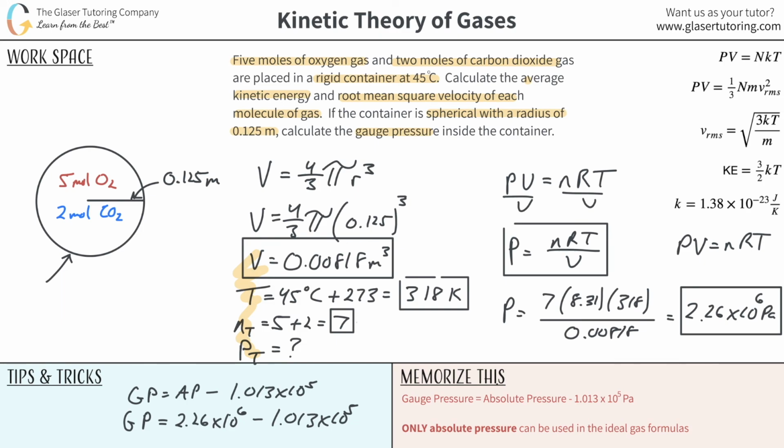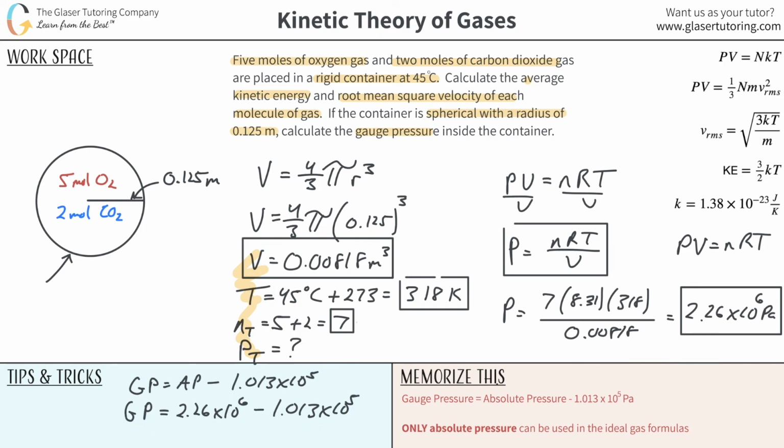And what do we get when we do this in the calculator? Let me just move this up ever so slightly. So gauge pressure will be equal to, I'm going to use the exact number, subtract out the 1.013 times 10 to the 5th, and we have a value of about 2.16 times 10 to the 6th again. And this is in pascals. All right, so quite a high gauge pressure.